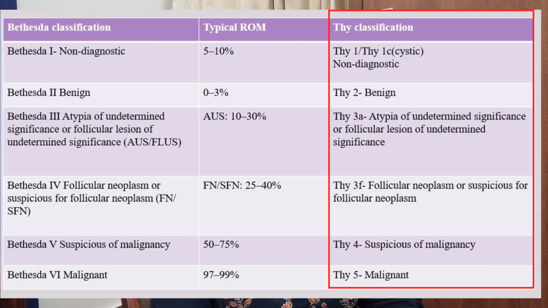On comparison of Thy classification, we have Thy 1 or 1C, that is cystic lesion, which is non-diagnostic. Thy 2, benign. Thy 3A, atypia of undetermined significance. Thy 3F, follicular neoplasm or suspicion for follicular neoplasm. Thy 4, suspicion of malignancy, and Thy 5 is malignant.